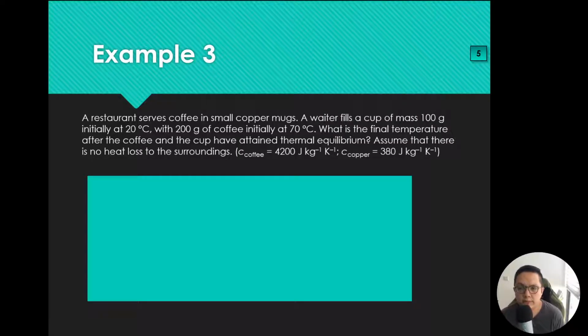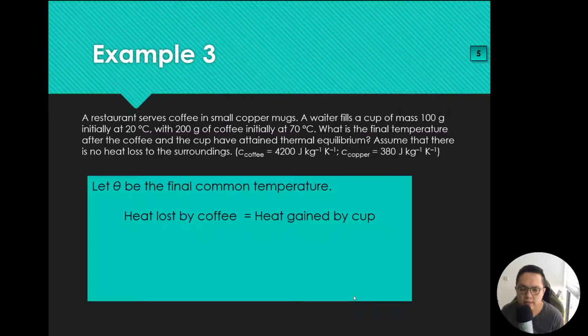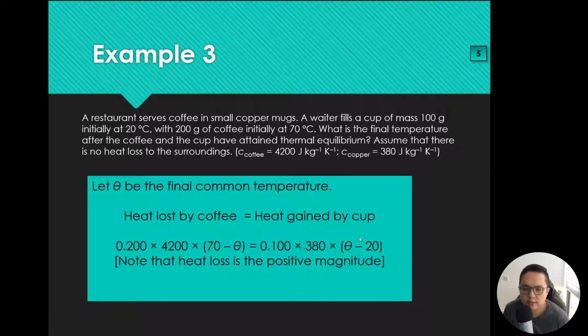In this case, because the coffee is hotter at 70 degrees Celsius and the cup is cooler, we expect the coffee to lose heat and the cup to gain heat. So how to do this calculation? First, let's define theta to be the final common temperature. The coffee will cool down, the cup will heat up, so eventually they will settle at a temperature. Once they hit thermal equilibrium, there's no more heat transfer. So heat loss by coffee equals heat gain by cup. Let's do this calculation.